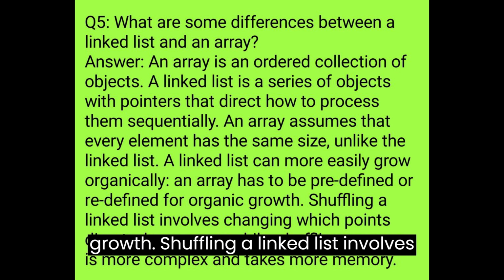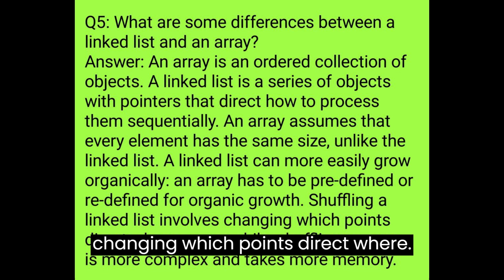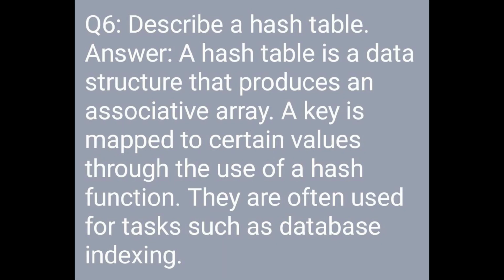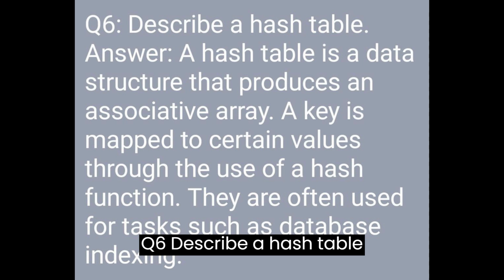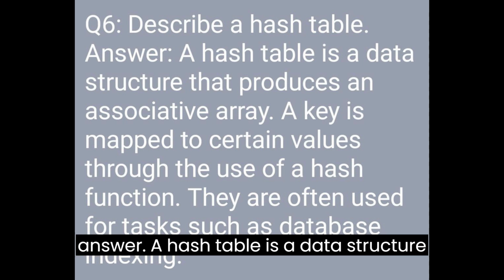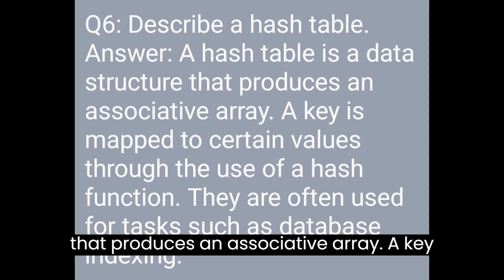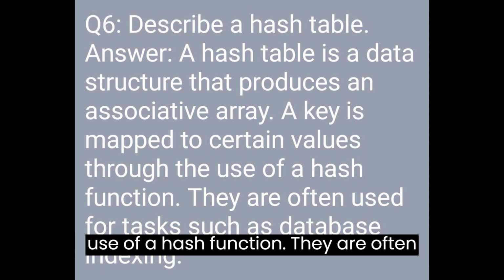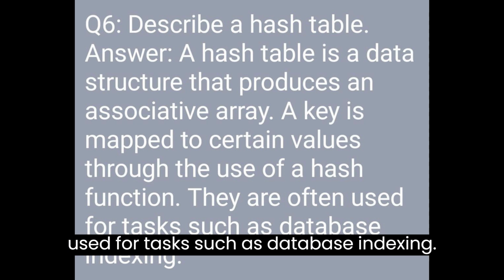Shuffling a linked list involves changing which pointers direct where. Meanwhile, shuffling an array is more complex and takes more memory. Q6. Describe a hash table. Answer. A hash table is a data structure that produces an associative array. A key is mapped to certain values through the use of a hash function. They are often used for tasks such as database indexing.